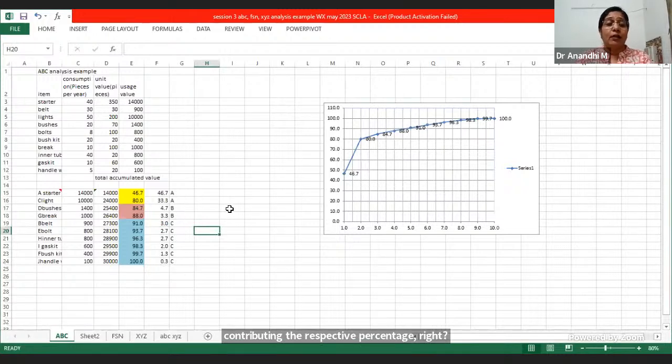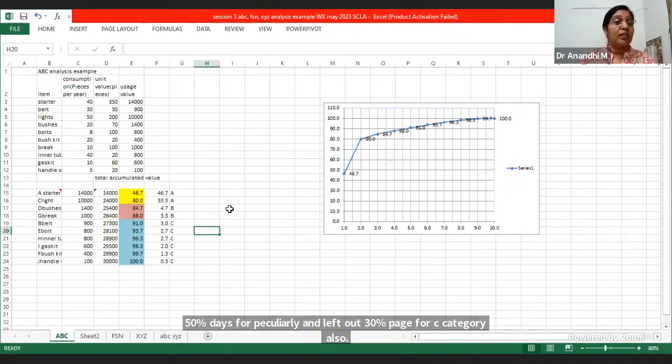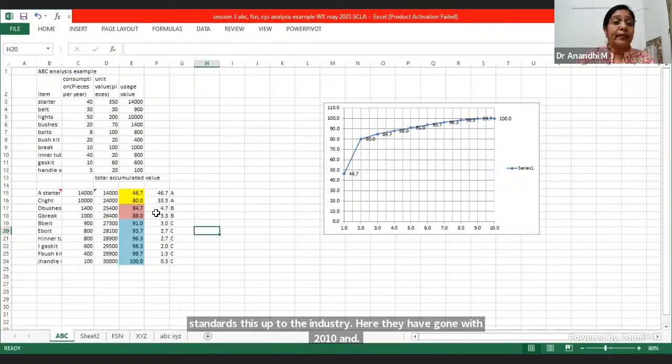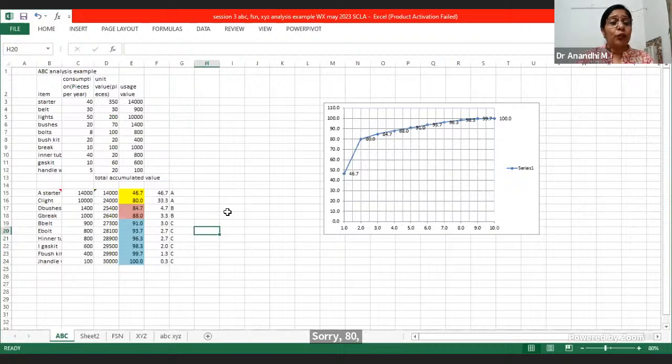Here again, the standardization, the fixing of the percentages under A, B and C category, is up to the industry. So you can fix 20% for A category, 40 or 50% for B category, and the left out 30% for C category. This plus or minus in the ABC fixation, that is the standards, is up to the industry. Here they have gone with 80, 10 and 10. So you can decide on that.